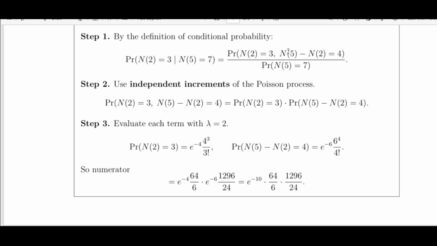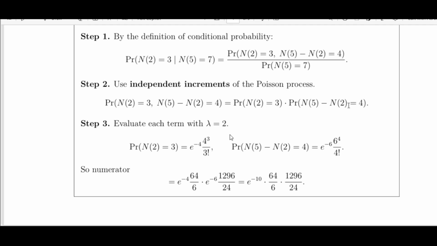That means the intersection simply will be equal to the probability that N(2) is equal to 3, times the probability that N(5) minus N(2) is equal to 4. Remember, N(5) minus N(2) becomes another Poisson process. It's not only the addition that gives us another Poisson process, but the subtraction also. So this gives a Poisson process with a time interval of 3, because 5 minus 2 is 3, and k is 4.